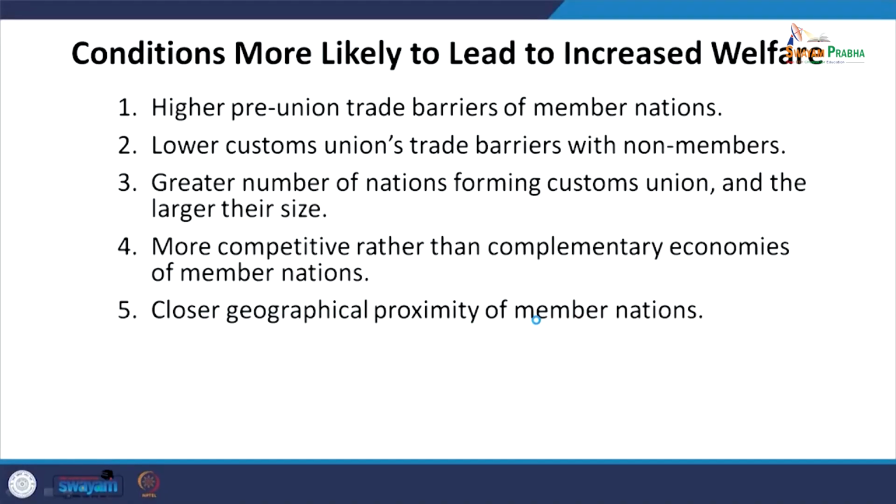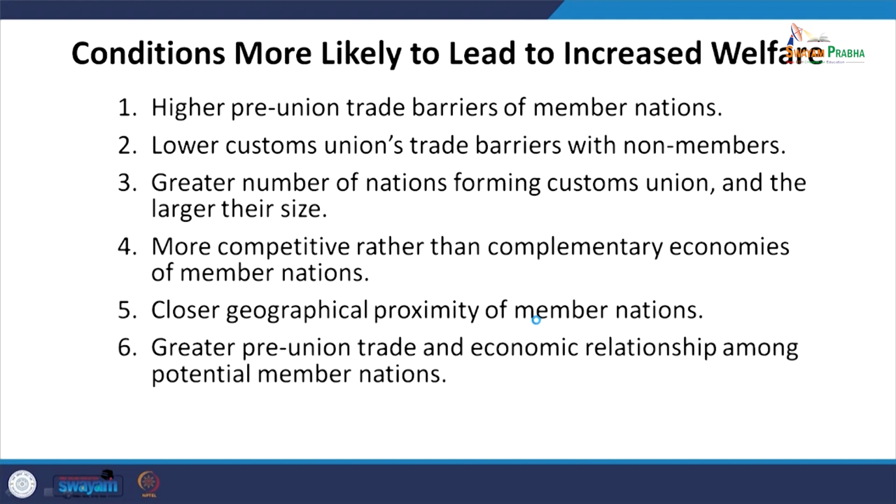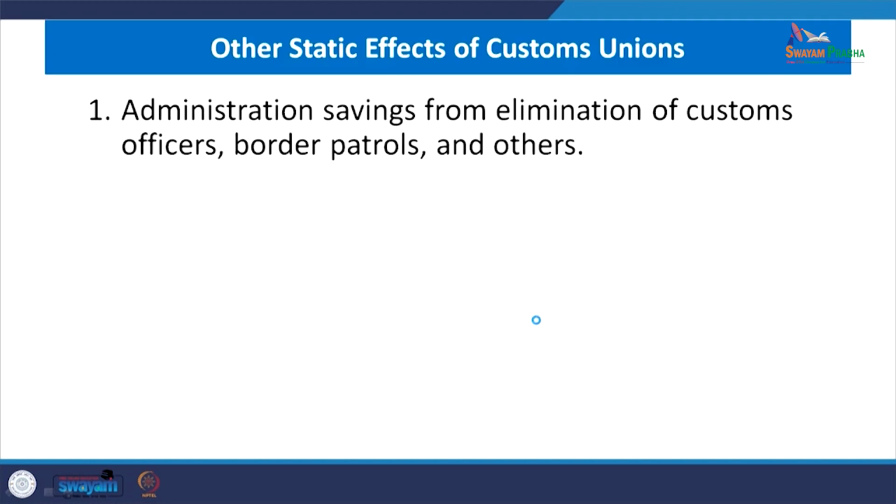Similarly, these are the cases where this leads to increased welfare. We have already discussed them, and let me point out a few. Higher pre-union trade barriers of the members, lower customs union trade barriers with non-members, a greater number of nations forming the customs union and larger their size, more competitive rather than complementary economies of member nations, closer geographical proximity of the member nations, etc. are very important.